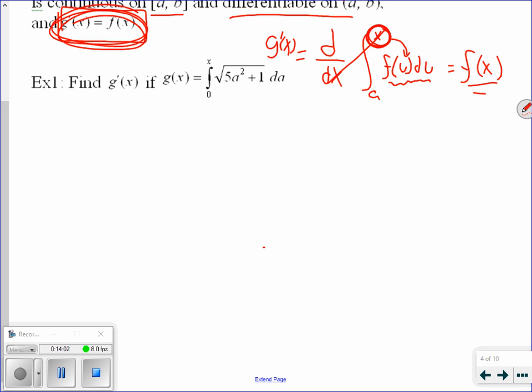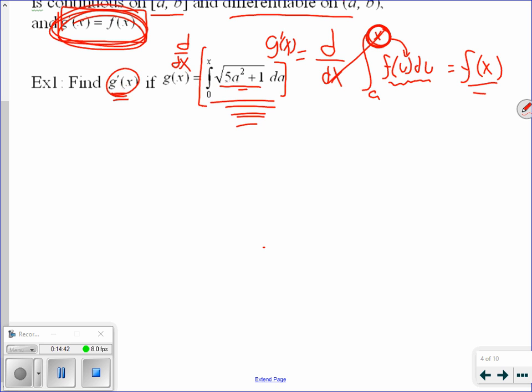Okay, look at this. This says find g prime if g is the integral from 0 to x of the square root of a squared plus 1 da. How we interpret this is finding the area underneath the curve of this function from 0 to x. But then it's asking to find g prime, so it wants me to take the derivative of this. Now you can find the integral and then take the derivative if you want.